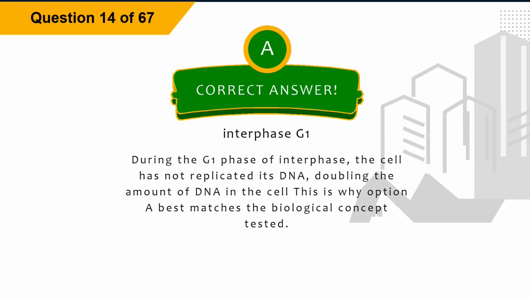The correct answer is option A, interphase G1. Explanation. During the G1 phase of interphase, the cell has not yet replicated its DNA, which would double the amount of DNA in the cell. This is why option A best matches the biological concept tested.